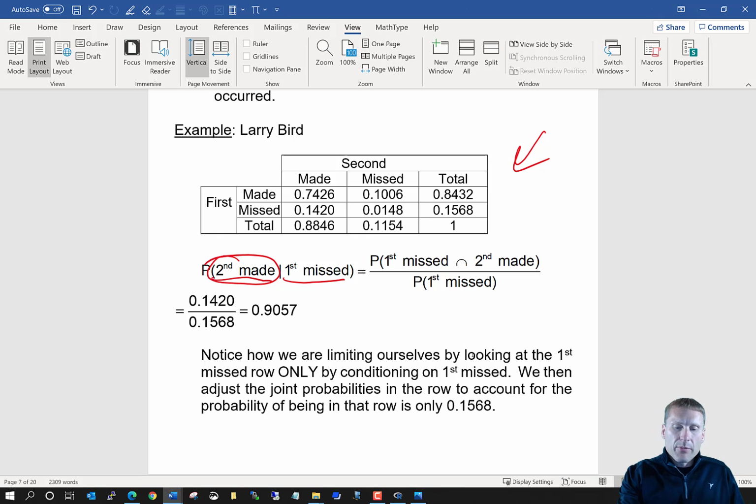Okay, so let's take a look at this probability then. So the probability the first is missed and the second is made is right here, 0.142. And we're going to be looking at, well, how does that correspond to the probability if you just missed that first free throw where you don't care what happened on the second? And so we can see that that 0.1420 is a big part of the probability that the first was missed. And so the probability of the second was made given the first was missed is 0.9057.